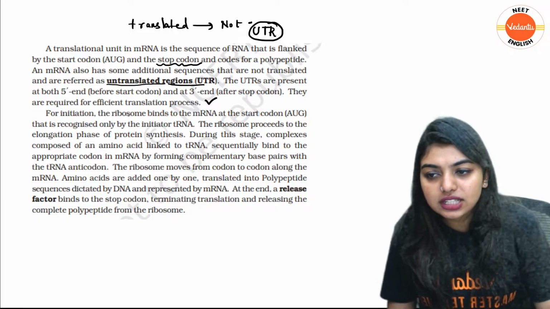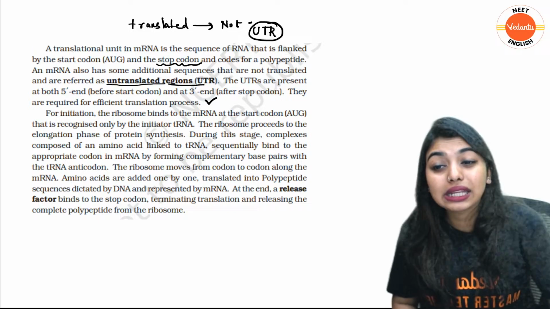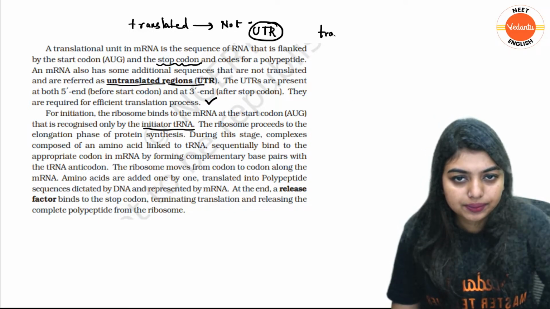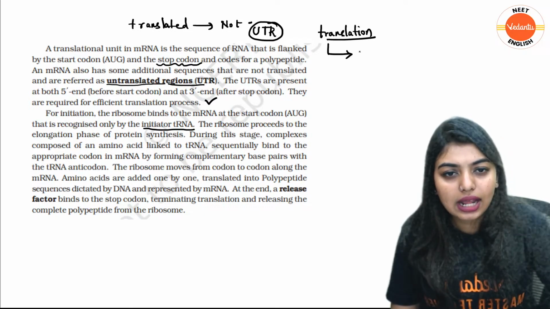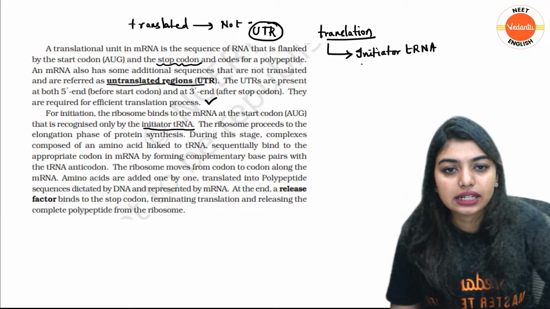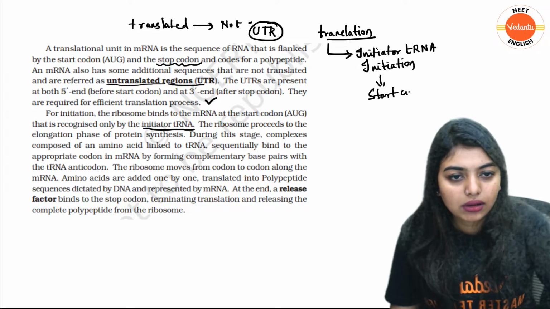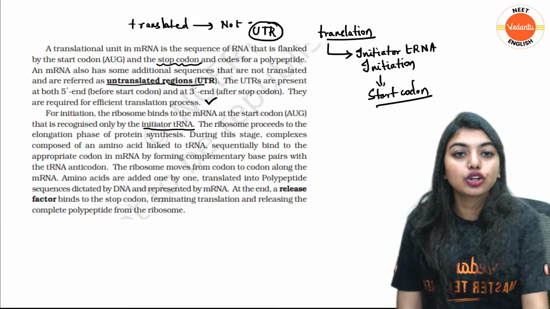Now, for initiation, the ribosome binds to the mRNA at the start codon, which is recognized only by the initiator tRNA. Students, this is very important for your translation. For translation to happen, we need someone called the initiator tRNA. This initiator tRNA will only help in the initiation, that is, it will help in binding with the start codon.